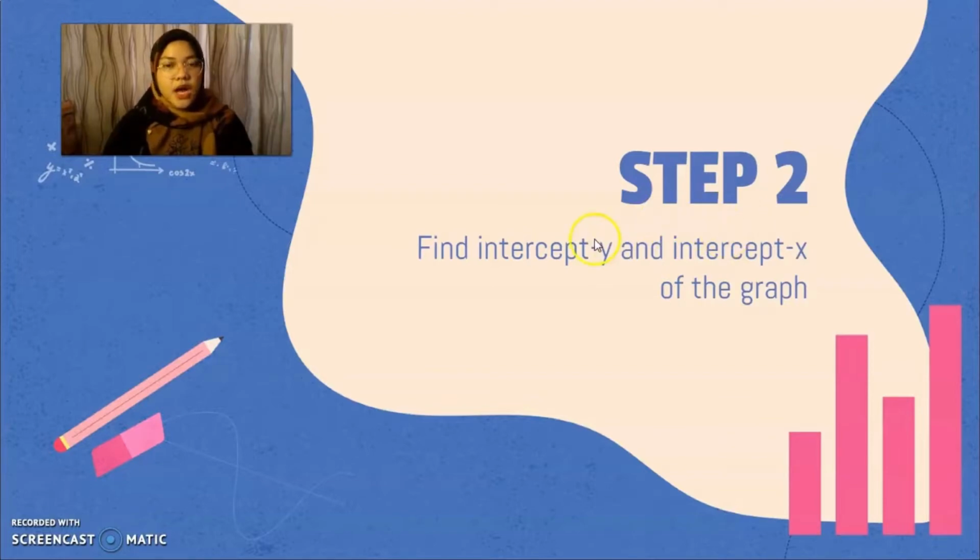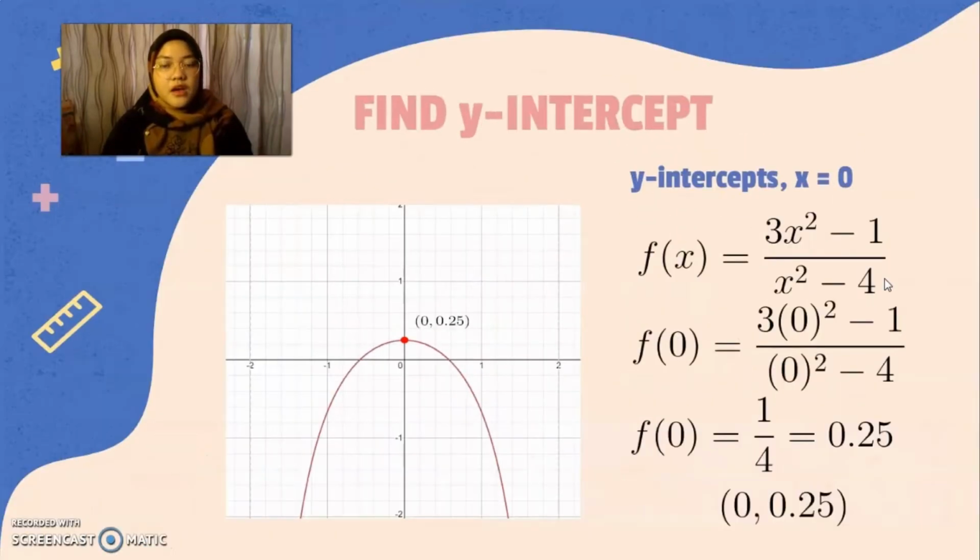In step 2, I want to show you how to find the y-intercept and the x-intercept of the graph. First of all, to find the y-intercept, x must be equal to 0. So we are going to rewrite the equation here, substituting x equal to 0, and solve it to get 0.25.